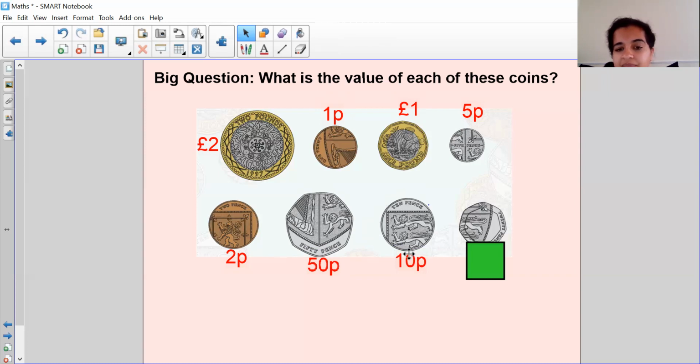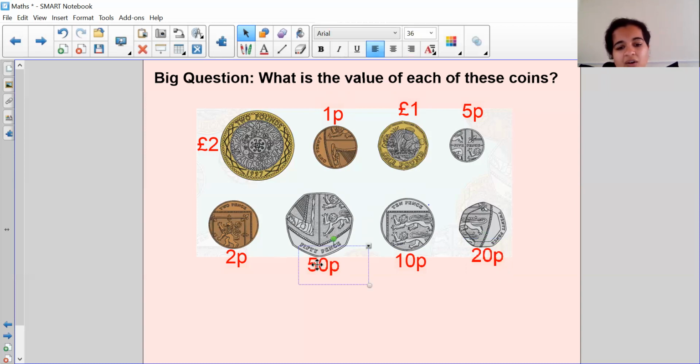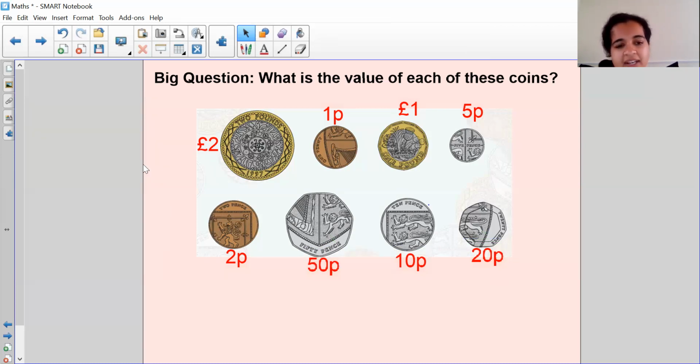And then we've got our 20p coin. So well done if you were able to get all those correct. It's very important to know the value of each of those coins before we do today's activity. So take some time, look at the value, look at the shape, look at the color, look at the size. All of this will help you determine the value of each coin.